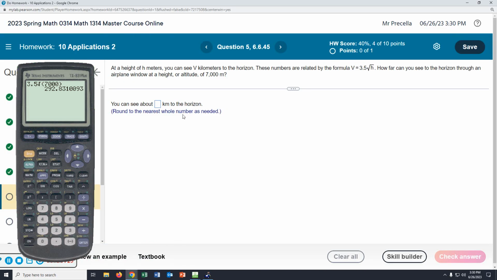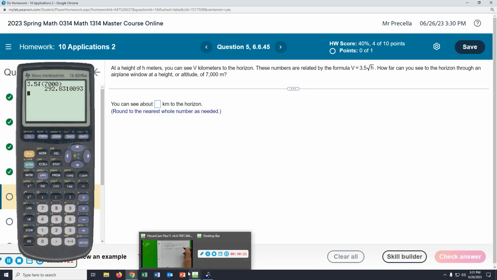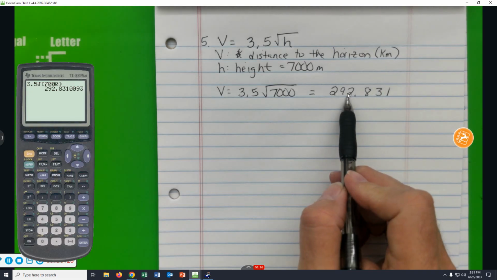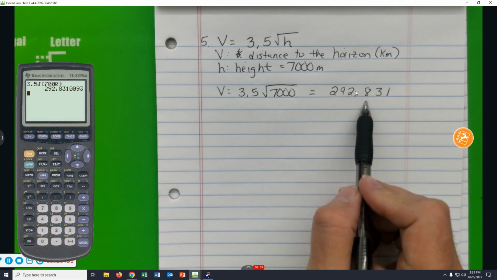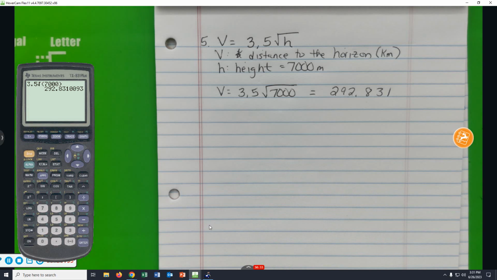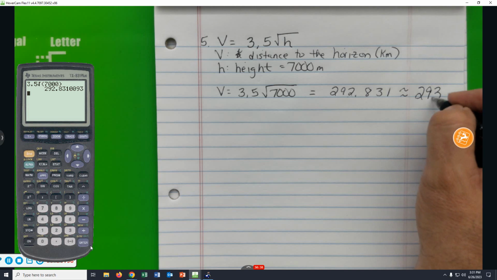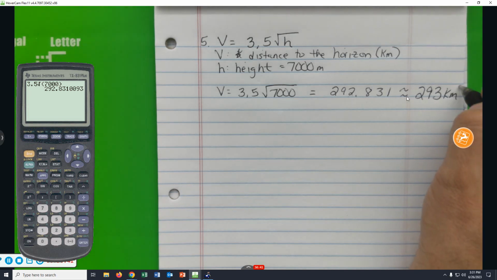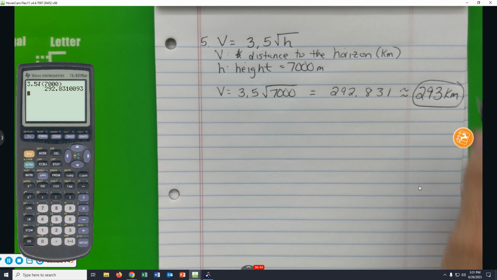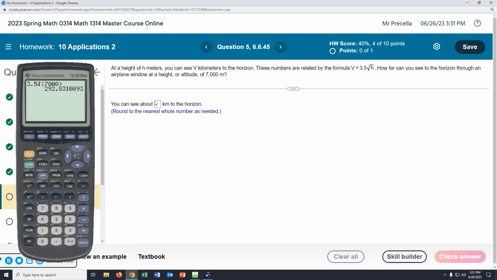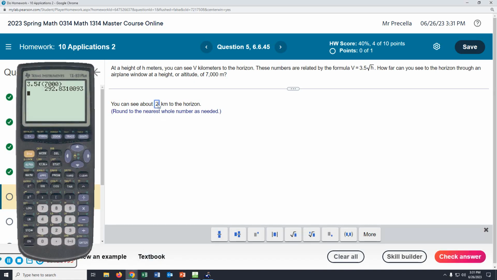292.8. Round to the nearest whole number. So if we round to the nearest whole number, do we leave it at 292 or make it 293? What did Tony say? If the next digit is a 5 or more, you boost up. So that 292 is going to become 293. Those wavy equals are his way of saying this is just an approximation, a rounded value. 293 kilometers. Just think, way up there in that airplane, this person can sure see a long distance.